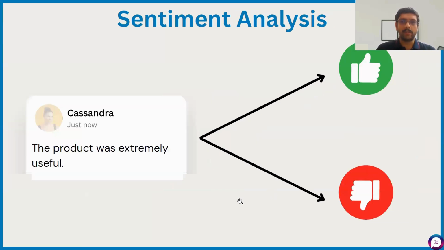Then, of course, we have the question of sentiment analysis. So, for example, you have a review of a product, let's say, and the goal is to try and figure out whether the review is positive or negative, right? Again, it's trying to classify the review.